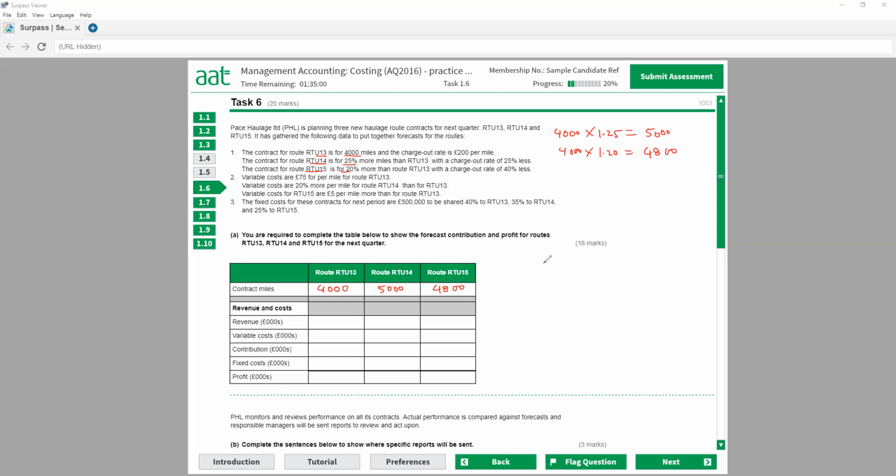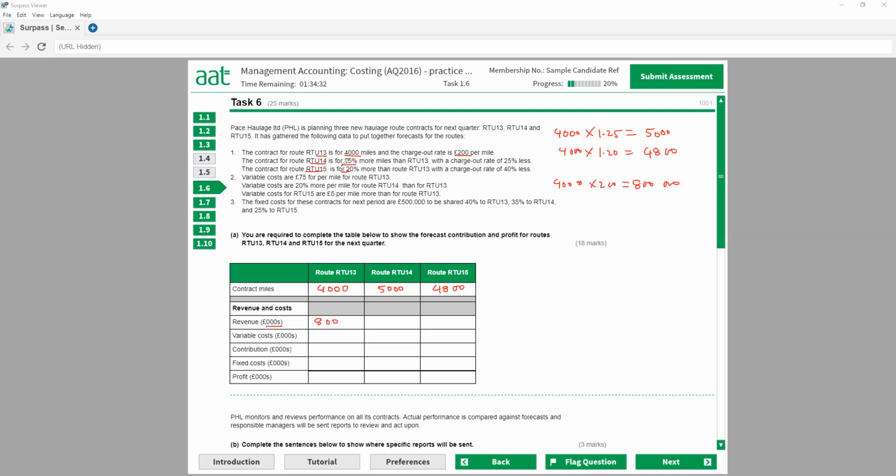The next one, you have to do the revenue. Let's do the revenue. The first one, they said for R13, the revenue is 200 per mile. So 4,000 times 200. That will give us 800,000. And the question said we don't have to take the 3 zeros, so just take 800.